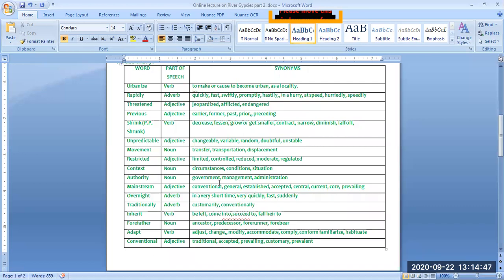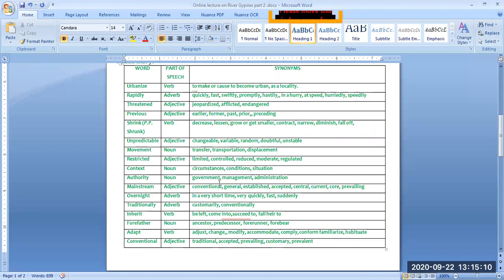When you read the passage, you should focus on these words and you should try to learn the synonym for MCQ questions actually. Shrink, that past participle form we use shrunk, and we use this word as a verb, and the correct synonym may be decrease, lessen, grow or get smaller, narrow, diminish, like this.